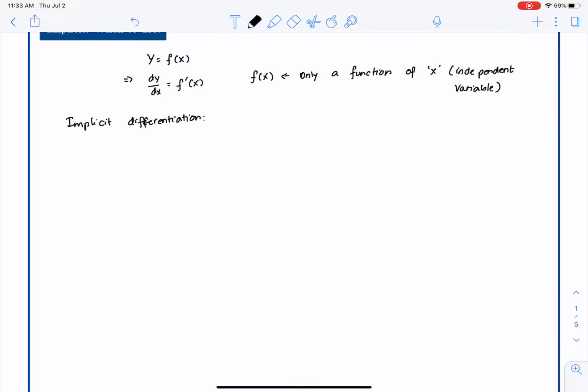The first case is y is a function of x and y. In other words, f of x comma y is a function of both the independent variable and the dependent variable.